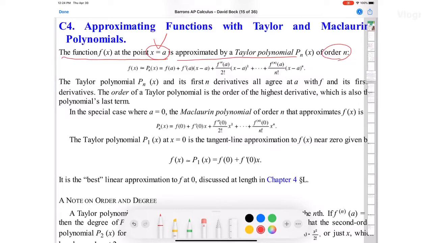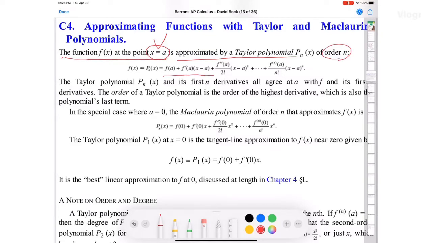The order is the power. The last term's degree is the order, so order n means x minus a to the nth power. If the order is 2, the last term has the second power, and that is the order. The formula is this. If you define the function f(x) using Taylor polynomials, f(x) is equal to f(a) plus f prime of a times (x minus a).